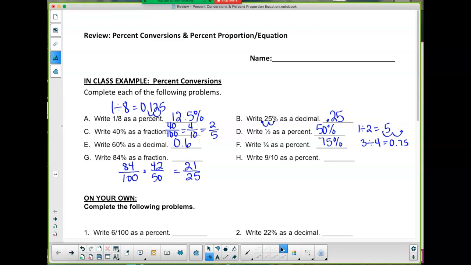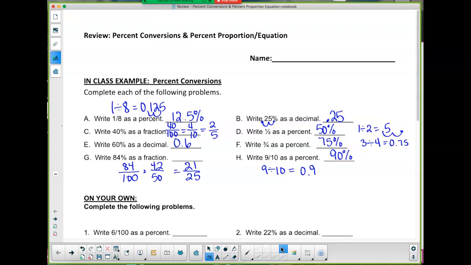And then 9/10 as a percent. We can use our calculator and do 9 divided by 10. 9 divided by 10 is 0.9. So what percent is that? Go ahead, Caleb. 90%. Questions on those first 8 problems? Hopefully that was a good reminder of how to do those problems.